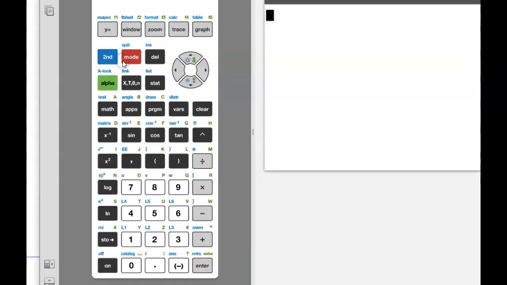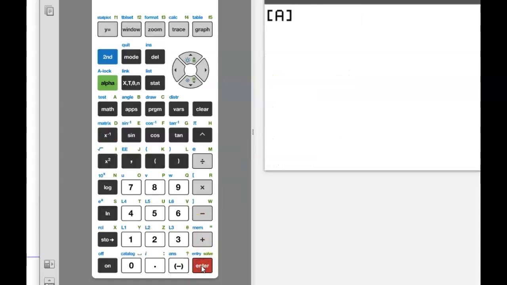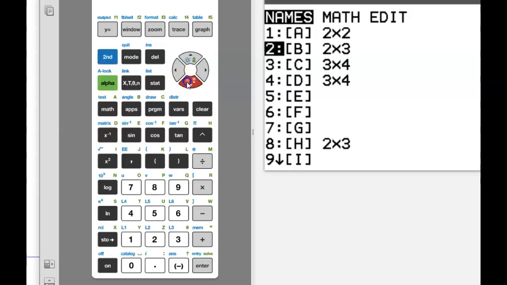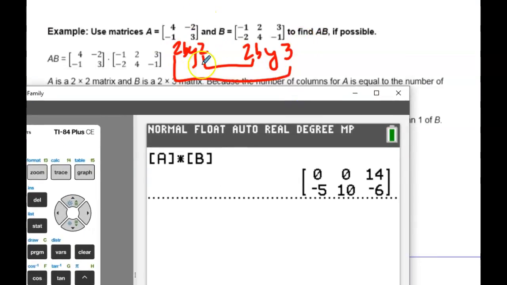Then what you do is you just go to your home screen and you go back to matrix and you say, I want the name of matrix A, so just type 1 or hit enter and use your multiplication symbol, and then back to the names of the matrices and go down to number 2 where you have matrix B, and it should give you, let's see, we said the answer should be a 2 by 3. I got 0, 0, 14, -5, 10, -6. Yes? Okay.